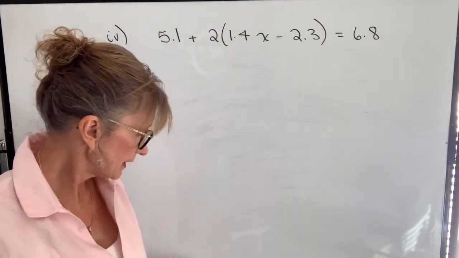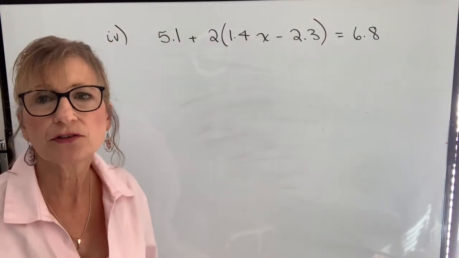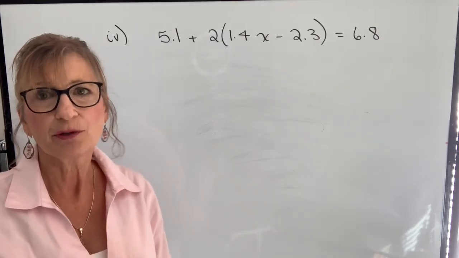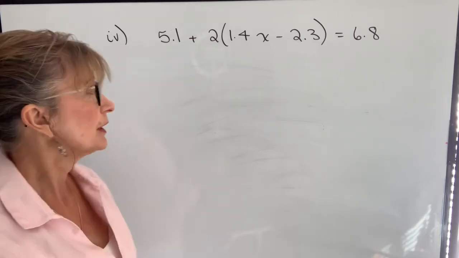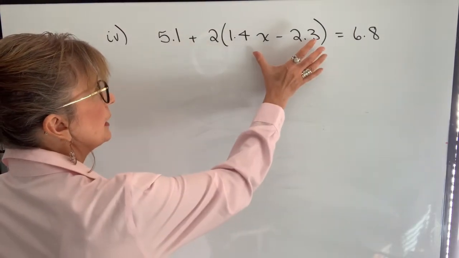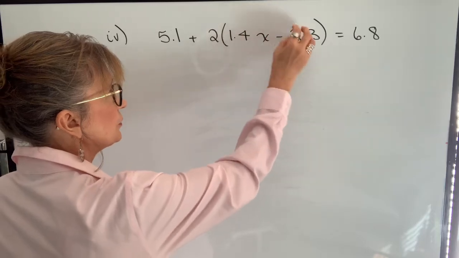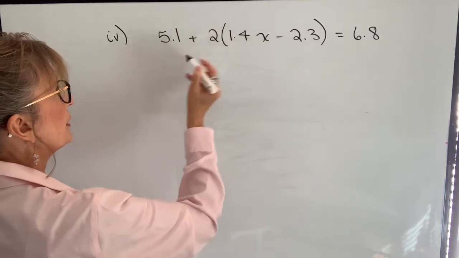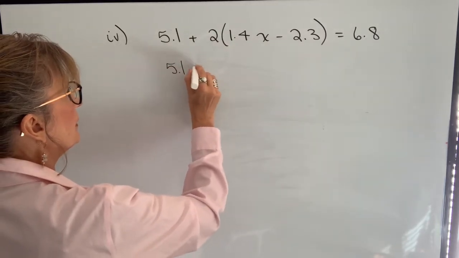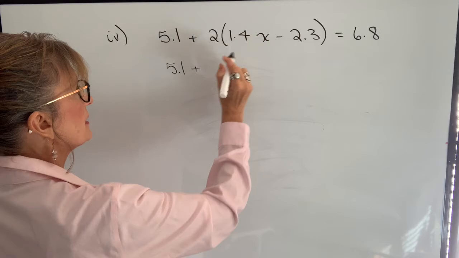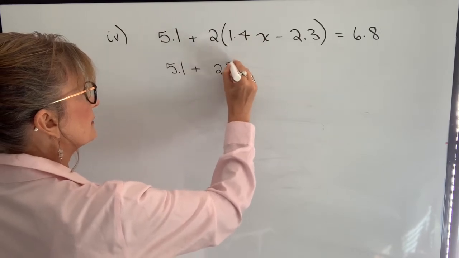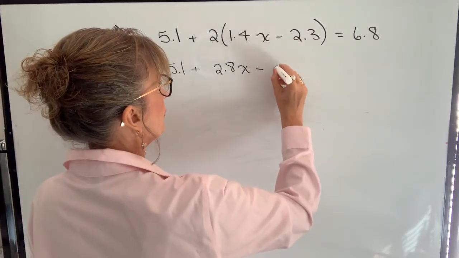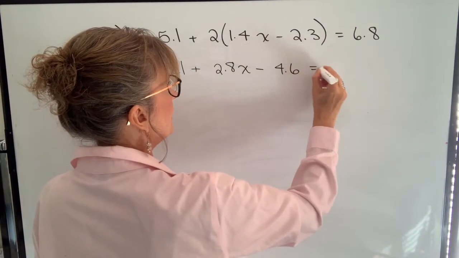I wanted to do an example that had decimal values in it just so that you understand the process is exactly the same. It's just not as easy working with decimal values as it is with whole numbers. But we still have to deal with the grouping symbols. We can't touch the terms inside of it while we've got an operation outside of it. So we're going to distribute that operation, which is multiplication. So we're going to have 2 times 1.4x will be 2.8x. Minus 2 times 2.3 will be 4.6 equals 6.8.